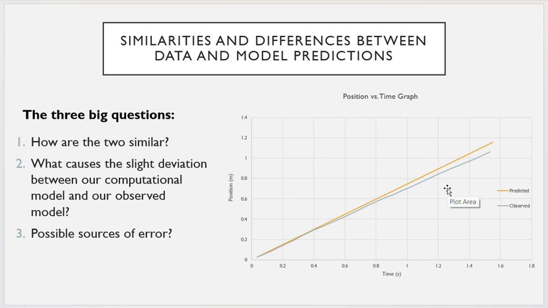Regarding possible sources of error, there could be human error when plotting points of position in Tracker, and it is possible that the calibration defined in Tracker was not perfect.